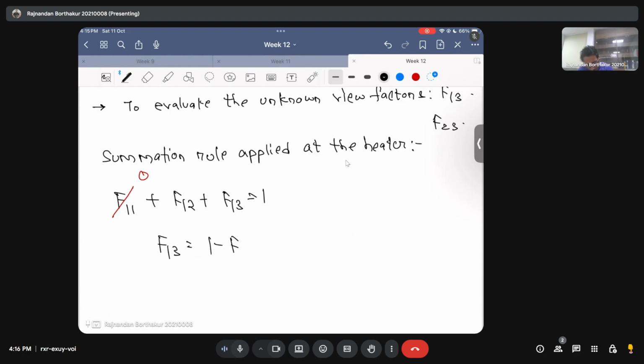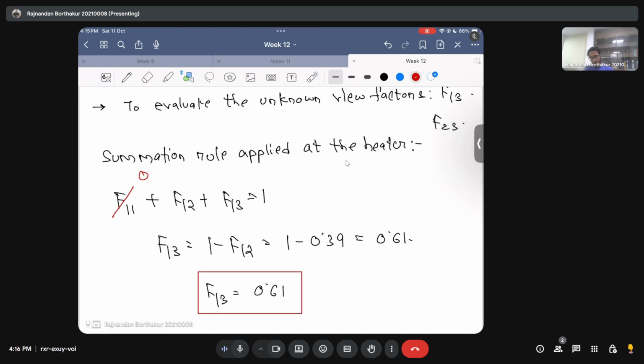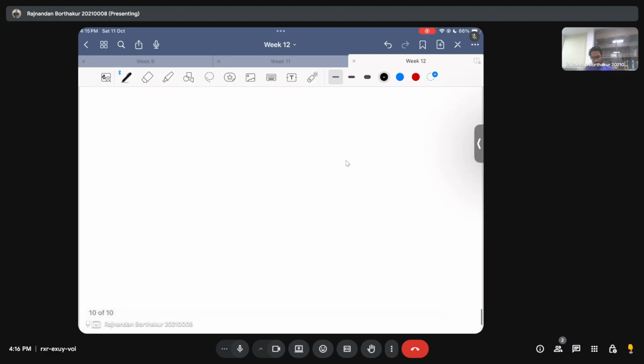Which means that my F13, at least one of the unknown view factors, is going to be 1 minus F12, and we know our F12 is equal to 0.39, which means this is going to be 1 minus 0.39, and this is going to give you 0.61. So at least now we know one of the unknown view factors, F13, is equal to 0.61. Okay, but how do we then calculate F23?